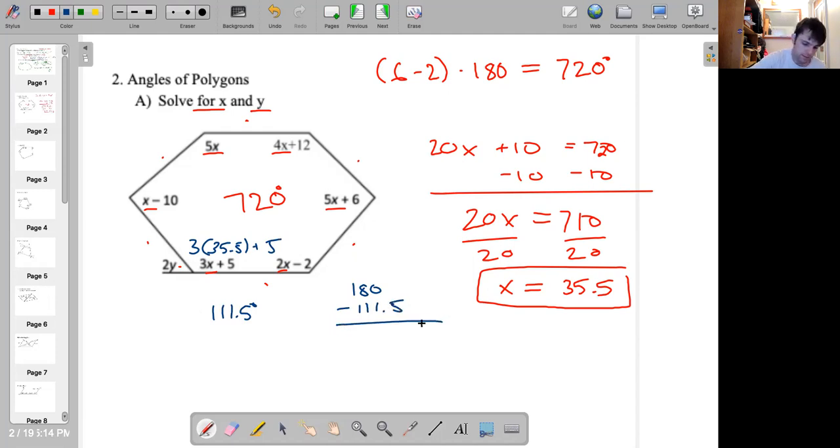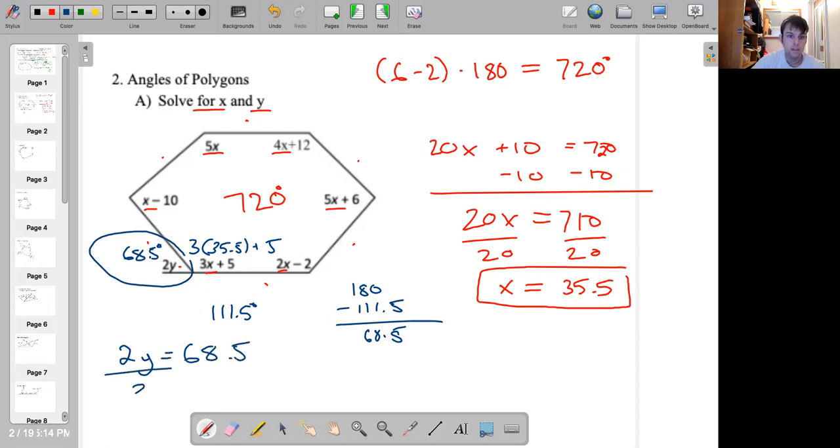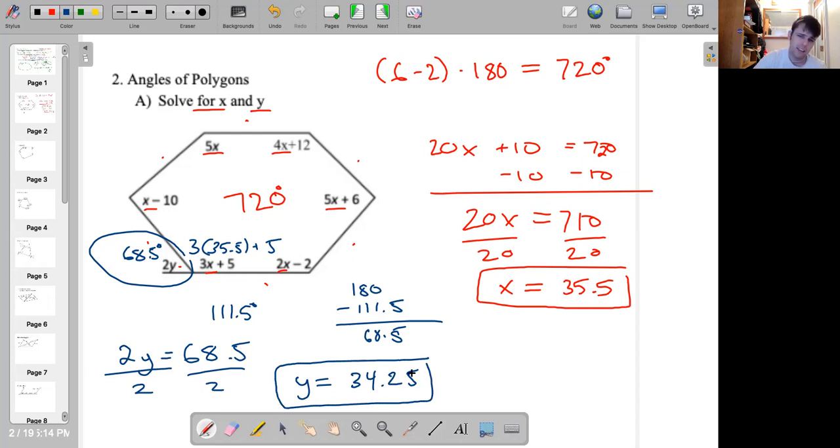Supplementary to that, so we do 180 minus 111.5. Use my calculator here. Figure out that I have a 68.5 degree angle on this side. Those are supplementary together. And then I can write a little equation involving these values here. So 2y equals 68.5, divide by 2. I find that y equals 34 and a quarter, 34.25. These problems here, the answers do not end up being super nice values, so that's okay. We'll just go ahead with it.